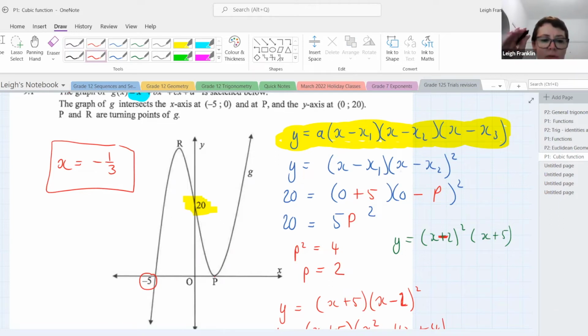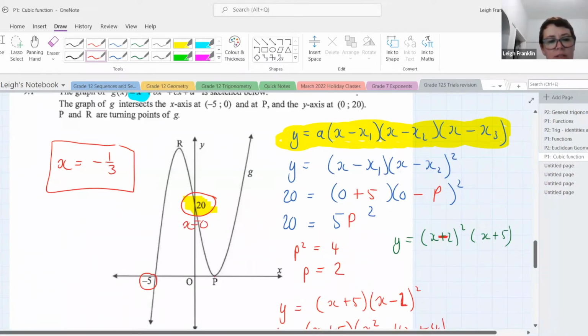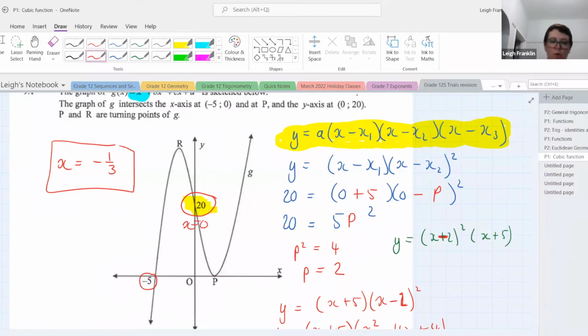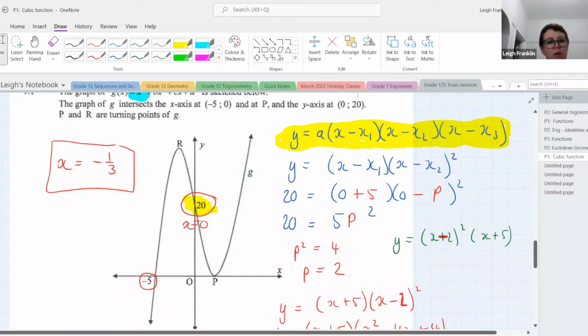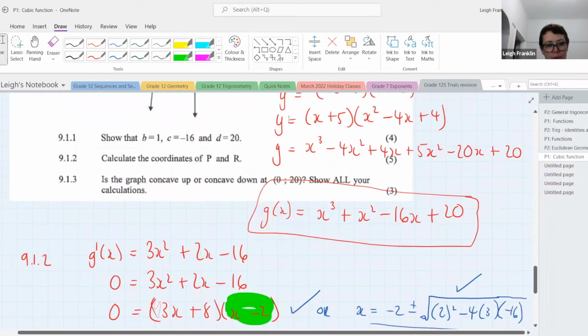Any value of x greater than that one, the graph is now going to be concave up. What is the value of x at this point over here? X is equal to? Yeah, we read from left to right. Okay, so at this point over here, x is equal to 0, isn't it? So that is to the right of x equals -1/3. So therefore, the graph would be concave up.